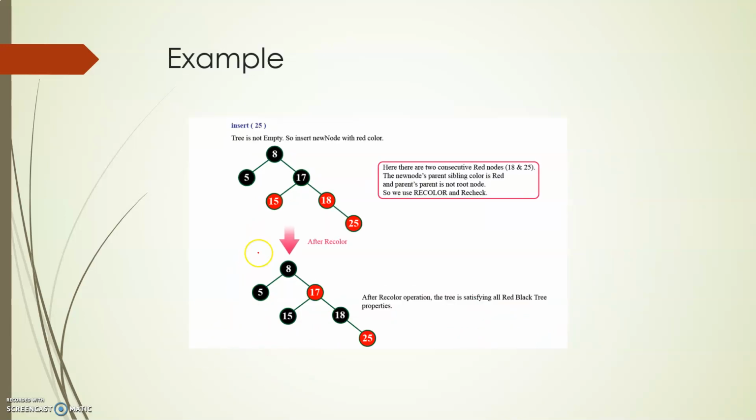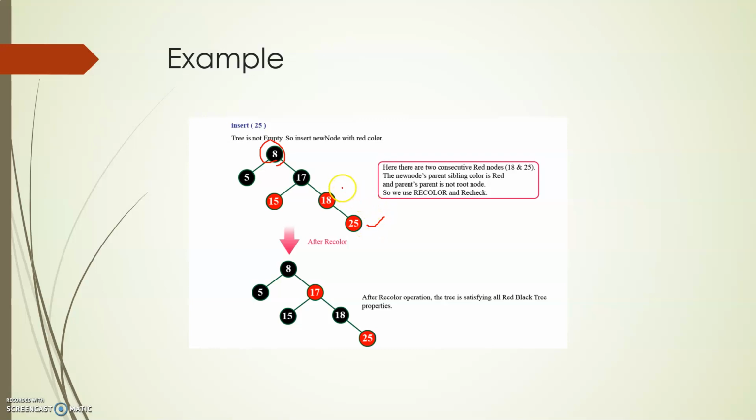Next, you have to insert 25. To insert 25, 25 is checked with the root node. It is greater than 8. Then it is checked with 17. It is greater than 17. It is checked with 18. It is greater than 18. So 25 becomes the right child of 18.